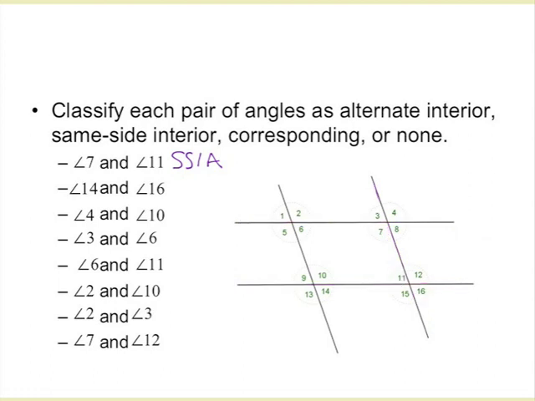So then for the next one, I want to trace out angle 14 and angle 16. I was able to get 14 and 16 just drawing in 3 lines, so these can be a special angle pair. What kind are they? Corresponding. They're in the same corner. They are both lower right-hand corners.